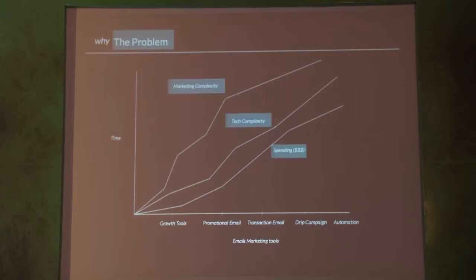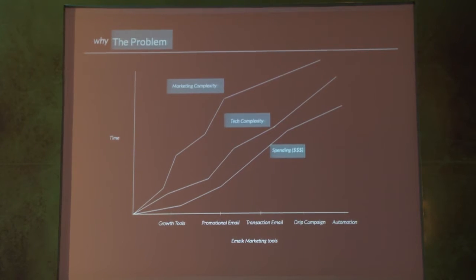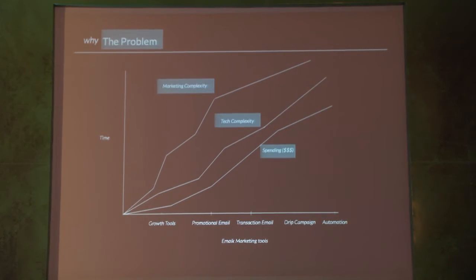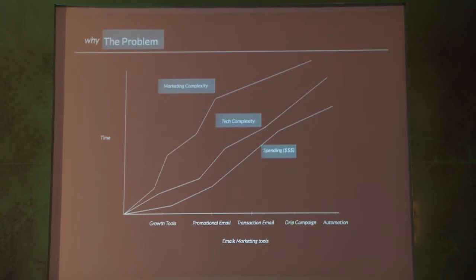So if you'll see the current email marketing space, there are multiple tools which are used for converting your website visitors into your customers. Let's categorize them as growth tools, tools like SumoMe, WebEngage. After that, there are various promotional email marketing tools such as MailChimp, Campaign Monitor. Then there are different transactional emailing services like Amazon SES, SendGrid, etc. Apart from that, there are some advanced features like drip campaigns and automations. On the y-axis, you can see the time.